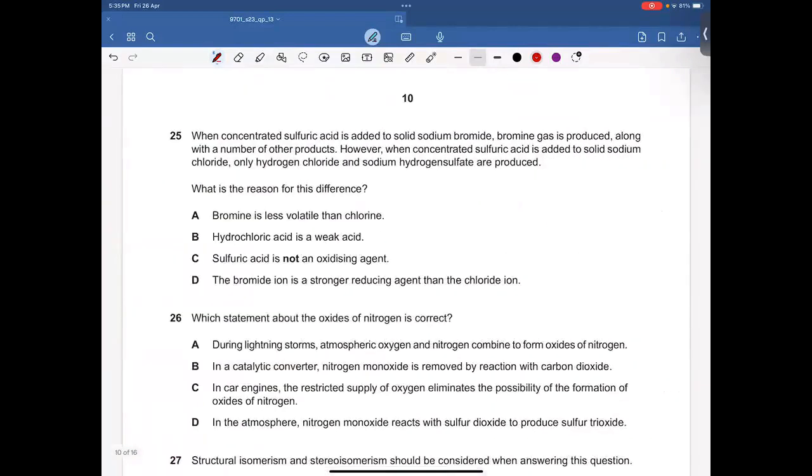Question 25. When concentrated sulfuric acid is added to solid sodium bromide, bromine gas is produced, along with the other products. Now in this case, bromide is a stronger reducing agent and concentrated H2SO4 is a strong oxidizing agent.